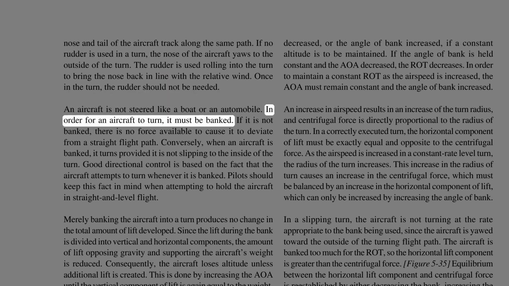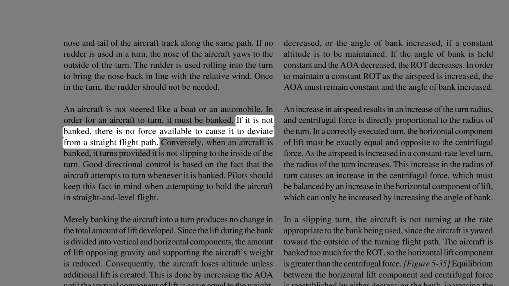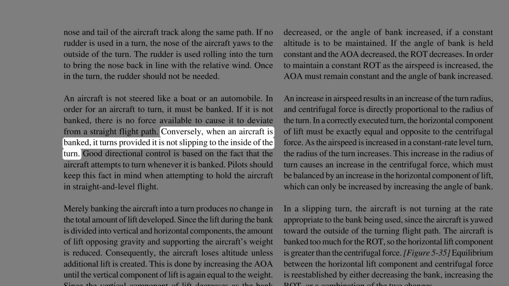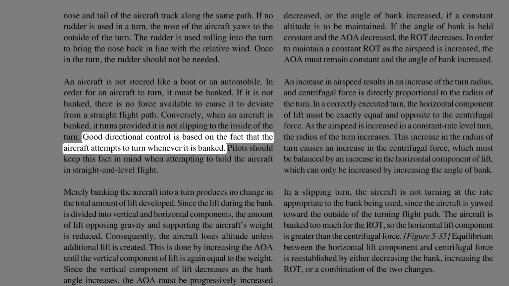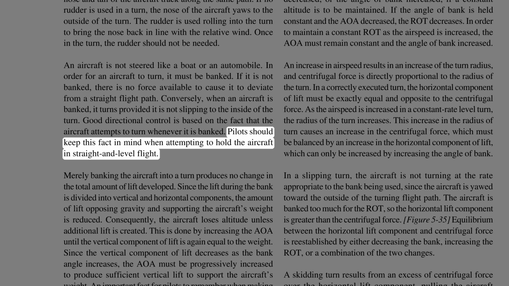In order for an aircraft to turn, it must be banked. If it is not banked, there is no force available to cause it to deviate from a straight flight path. Conversely, when an aircraft is banked, it turns provided it is not slipping to the inside of the turn. Good directional control is based on the fact that the aircraft attempts to turn whenever it is banked. Pilots should keep this fact in mind when attempting to hold the aircraft in straight and level flight.